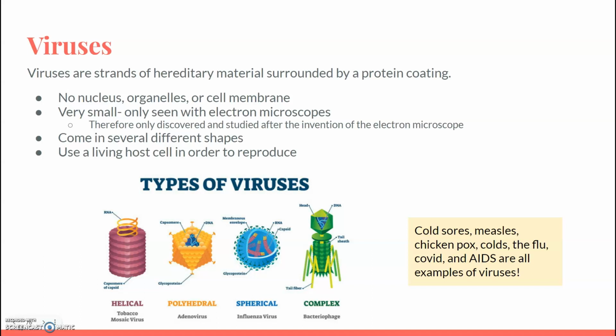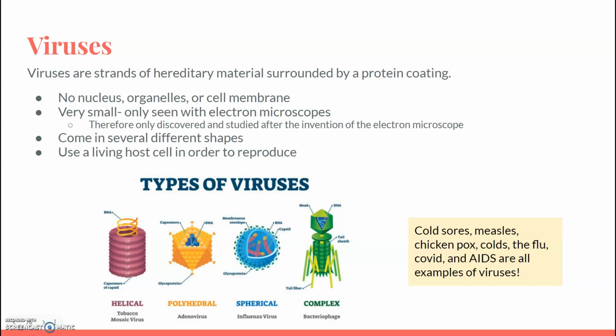They are way smaller than cells would be, and they are only seen with electron microscopes. Okay, since they're only seen with electron microscopes, they couldn't even be discovered until the electron microscope was invented. So that's only been within the last 70 years, I think. But people knew kind of about viruses, that there was something that was making people sick, but not viruses specifically until the discovery and the invention of the electron microscope.